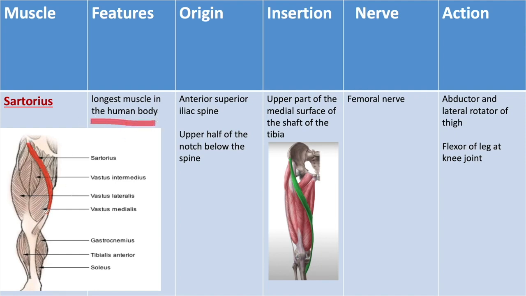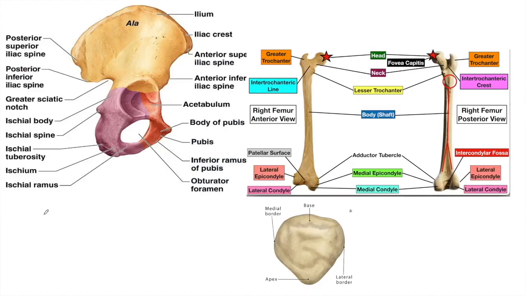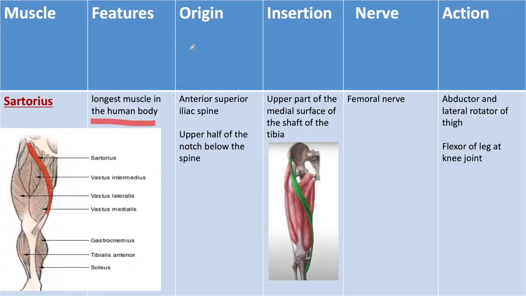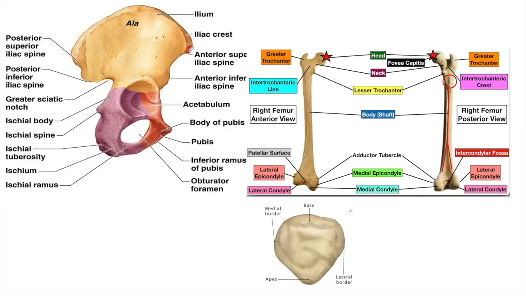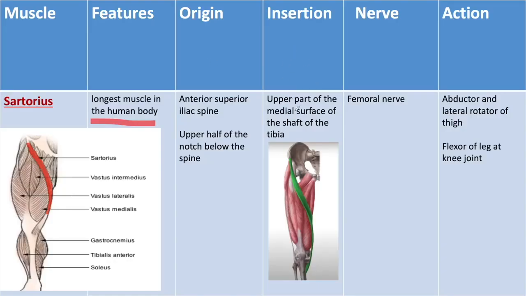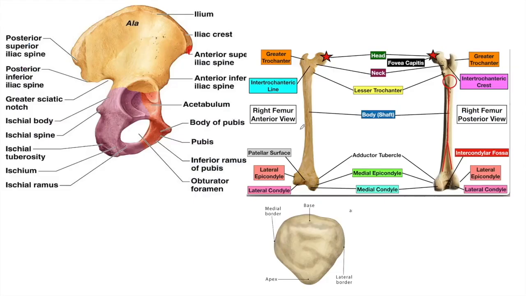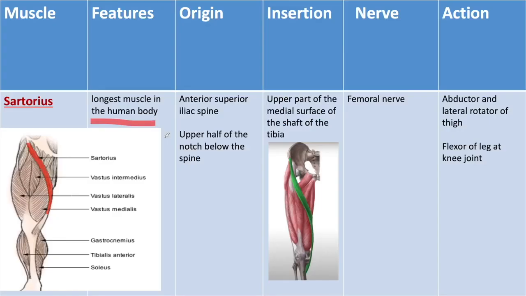This is the sartorius muscle. Its origin is the anterior superior iliac spine. Insertion is the upper part of the medial surface of the shaft of the tibia. So sartorius runs from the anterior superior iliac spine to the medial surface of the shaft of tibia.